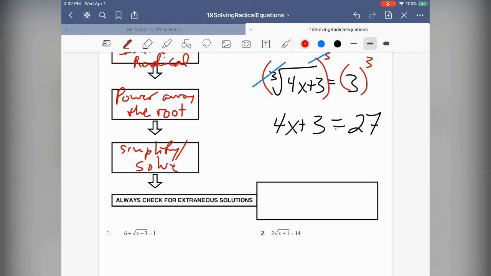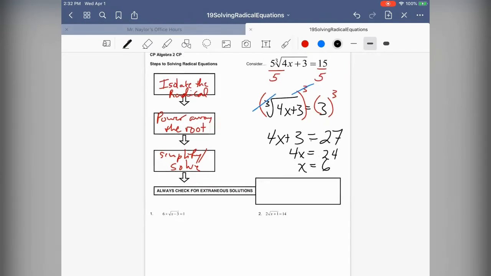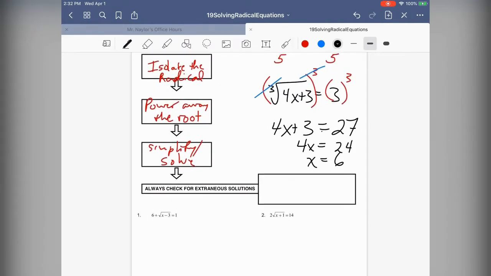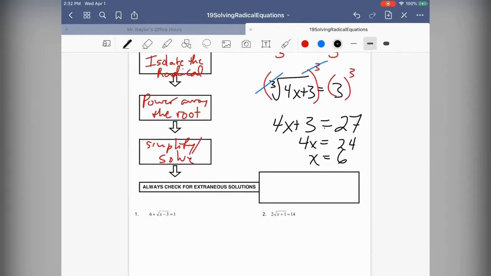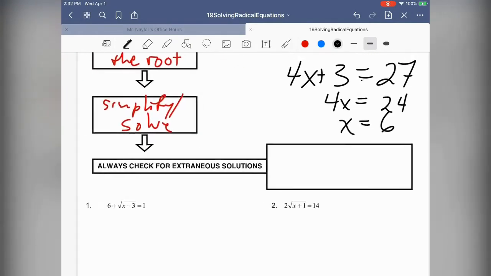And this should be pretty easy finishing because, of course, we're going to subtract 3. And when you subtract 3, you get 24. And then you can divide by 4. And we can see that x equals 6. Now, that's a decent problem. We'll do some that have some other bells and whistles, but we're not quite done with the problem.